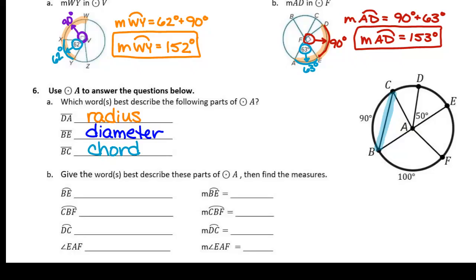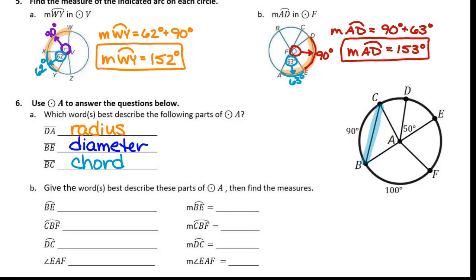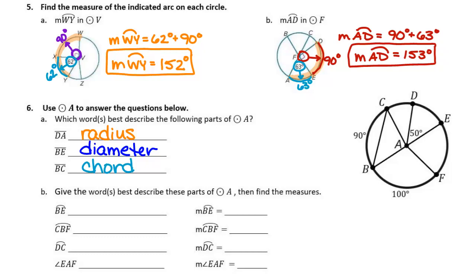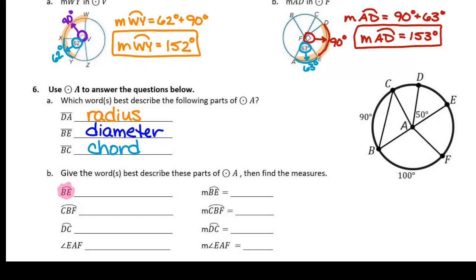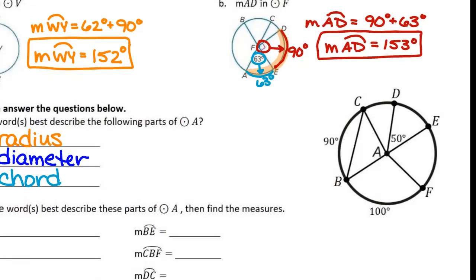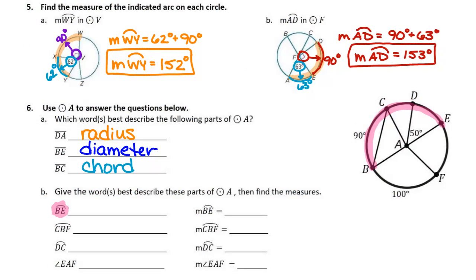All right. For part B, we're still going to be identifying what these are called, but then we are also going to be finding the measurements of those parts. So the first one that we have down in part B is arc BE. This right here, minor arc, major arc, or semicircle? Semicircle.